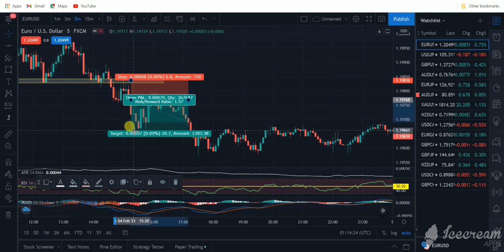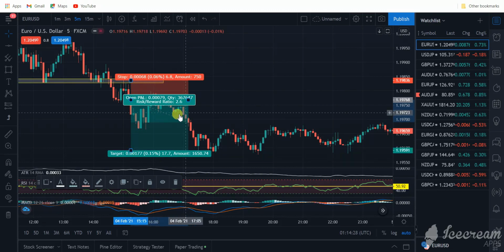And like I said, a 1 to 1.5, a 1 to 2, or you can trail your stops if you want to. As you can see, a 1 to 1.5 was a win, a 1 to 2 was also a win.